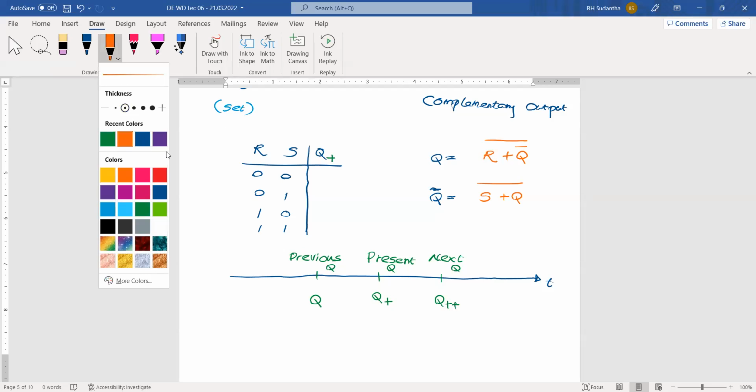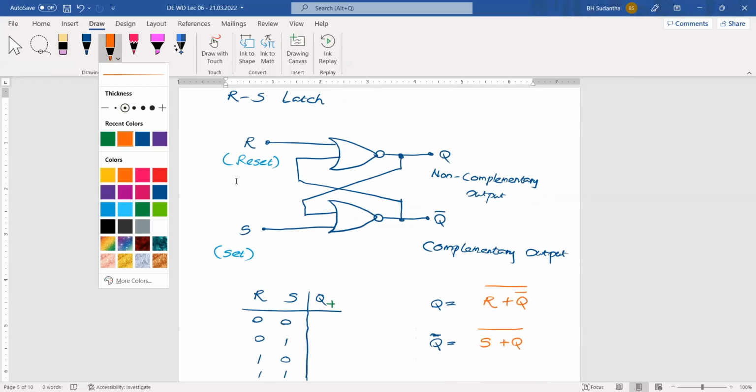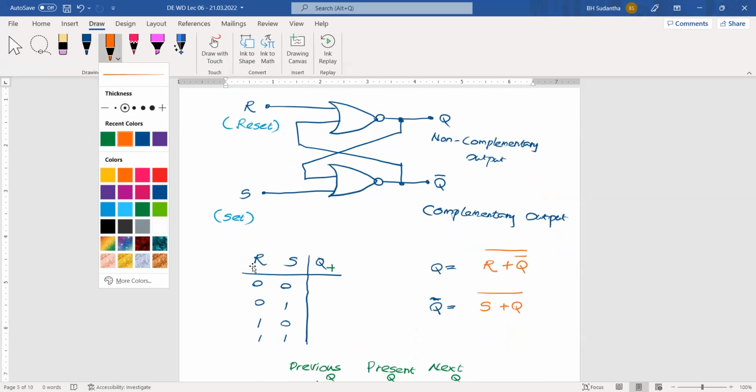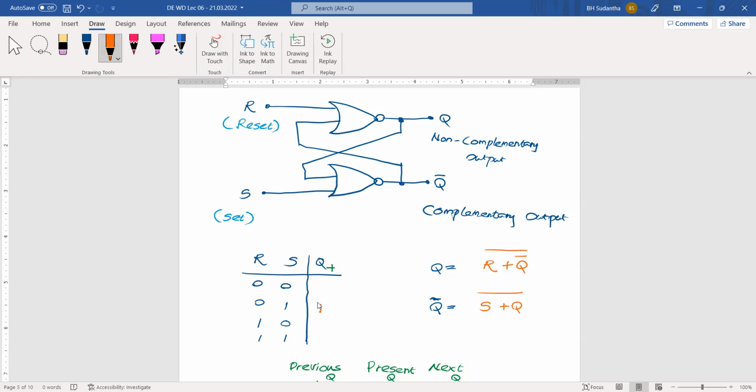What is this? This is R0. What do you mean by this one? Here you can see this R has a special meaning, that is reset. S has another meaning, that is set. In this combination, what do we ask? We ask the flip-flop to set the output. Setting the output, what does it mean? When we set some kind of value of a circuit, the output value will be 1. Then this output should be 1.